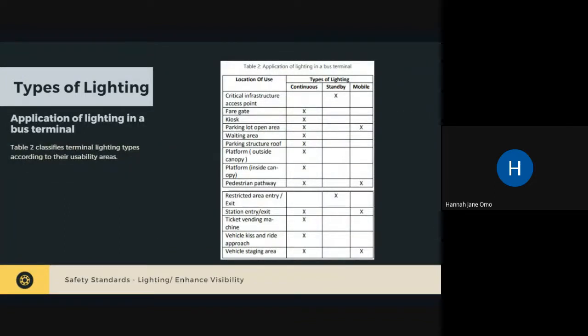We have here a table that classifies terminal lighting types according to their usability areas. Critical infrastructure access points will have continuous and mobile lighting. Fare gate and kiosk will have standby and mobile lighting. Parking lot open area will have the standby lighting, which are the street lights. The waiting area down to platform inside canopy will have both standby and mobile lighting, and the rest.